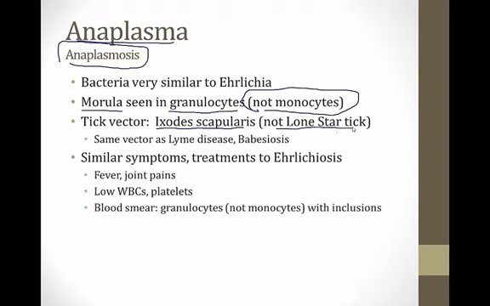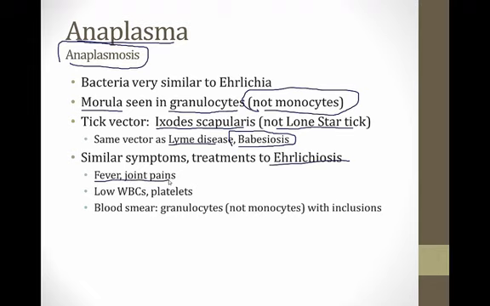And Ixodes scapularis is a very important tick vector because it's the tick vector for Lyme disease, which we'll talk about in a minute, and also a protozoal blood infection called babesiosis. So they like you to know for your boards all the different infections you can get from Ixodes, and you should know that patients who have Lyme disease may be co-infected with babesiosis or Anaplasma. Other than those two distinctions, the symptoms and treatments of anaplasmosis are similar to ehrlichiosis.